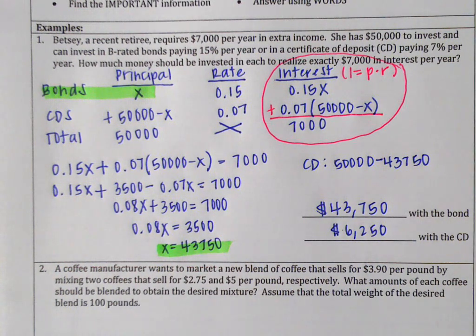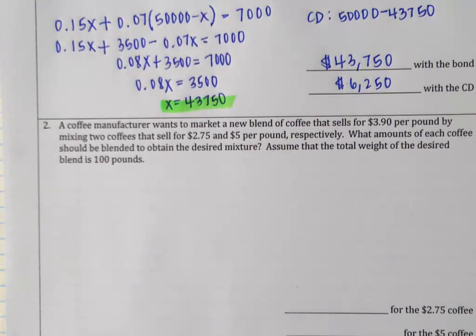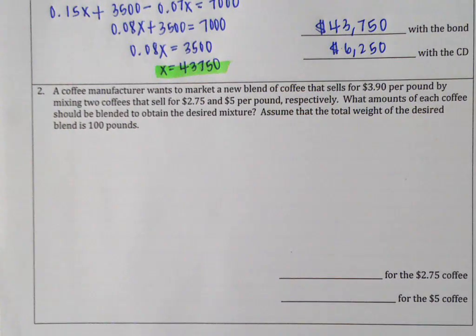Okay, let's talk about 2. These are really the only 2 types of problems you guys are going to see. It's either going to be investment or mixing of items, which is what 2 is going to be. A coffee manufacturer wants to market a new blend of coffee that sells for $3.90 per pound, mixing 2 coffees that sell for $2.75 and $5 per pound respectively. What amounts of each coffee should be blended to obtain the desired mixture? Assume the total weight of the desired blend is 100 pounds.